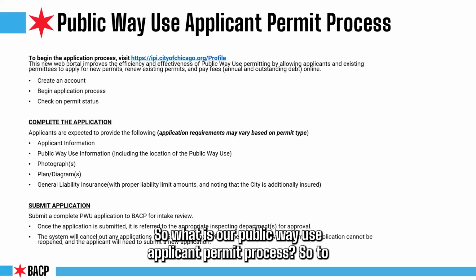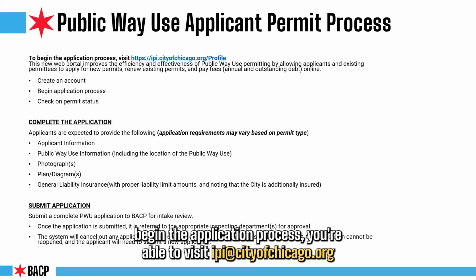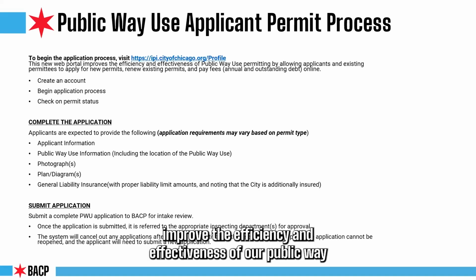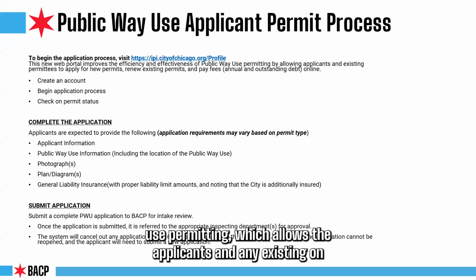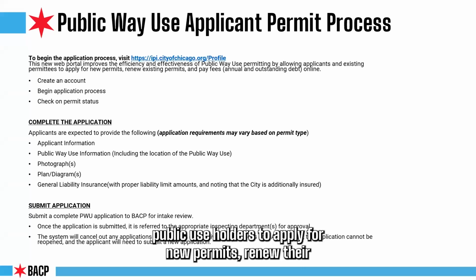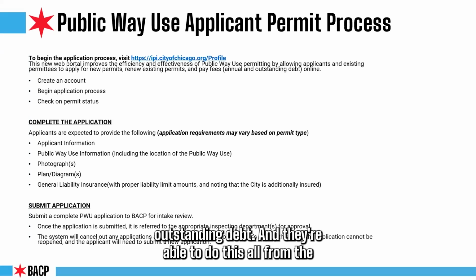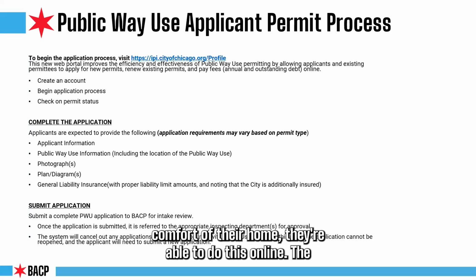So what is our public way use permit application process? To begin the application process, you're able to visit IPI at cityofchicago.org. This is a brand new web portal that helps improve the efficiency and effectiveness of our public way use permitting, which allows the applicants and any existing public way use holders to apply for new permits, renew their existing permits, and pay any outstanding fees, any annual and outstanding debt, and they're able to do this all from the comfort of their home. They're able to do this online.